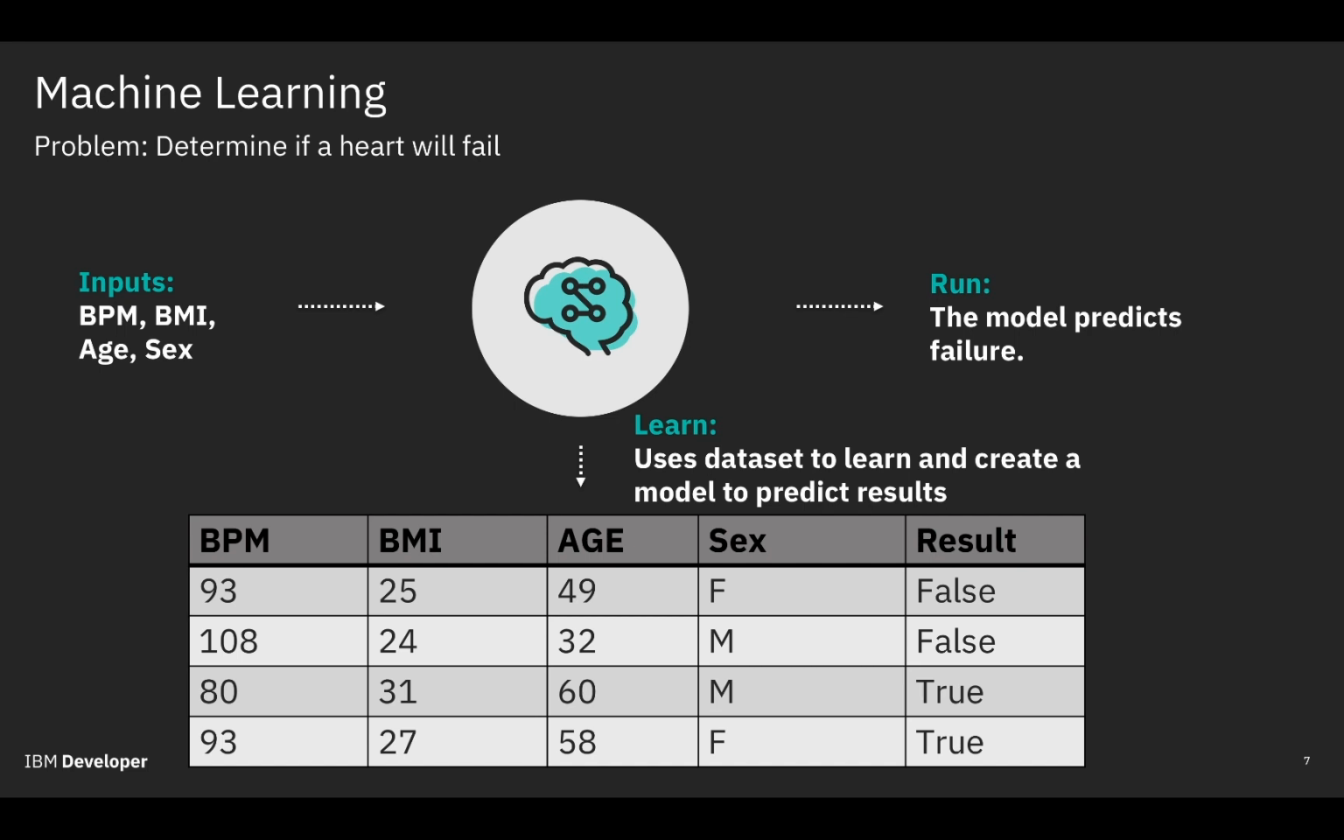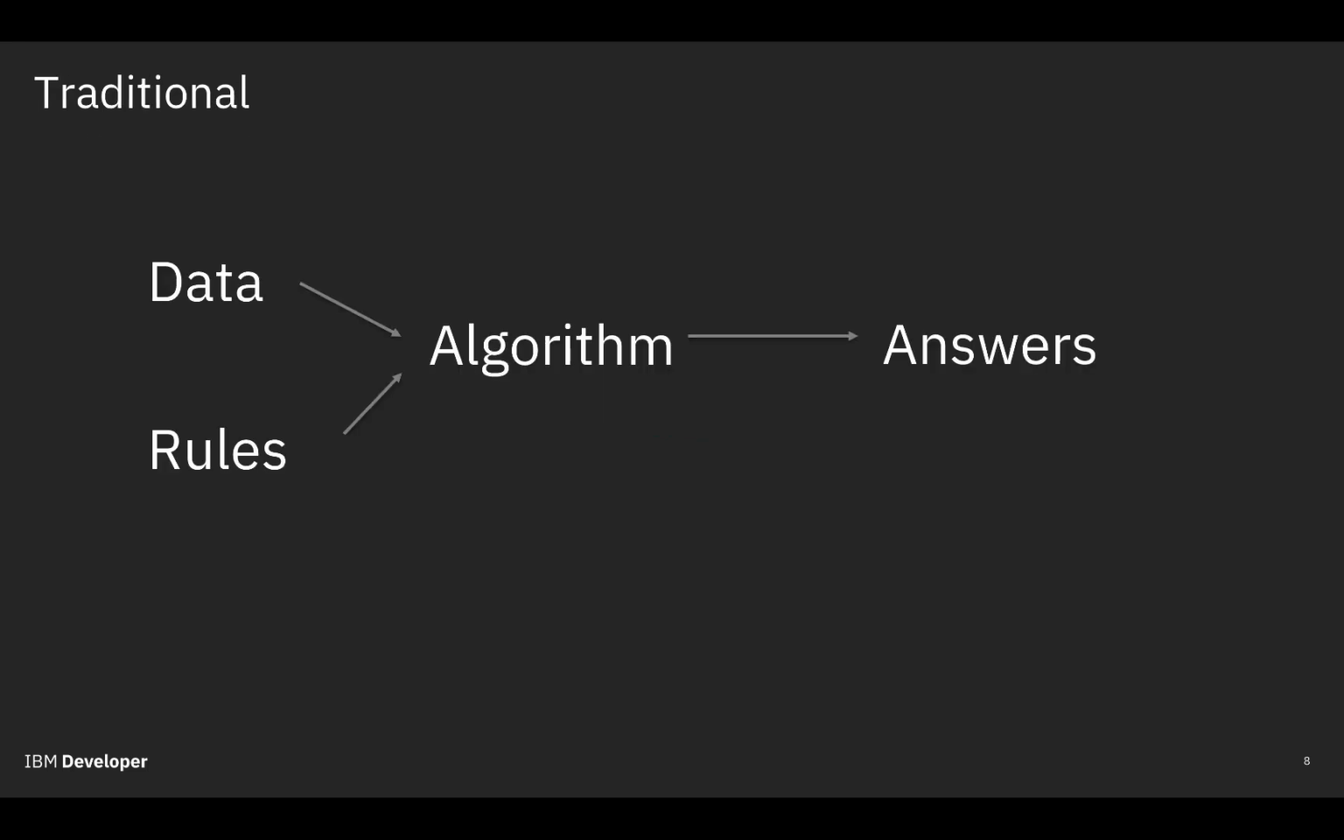The answer is yes. Let's say we are given data such as beats per minute, BMI, age, sex, and result, whether the heart has failed or not. With machine learning, given this data set, we are able to learn and create a model that given inputs will predict results. So what exactly is the difference between this and using statistical analysis to create an algorithm? Well, an algorithm is a mathematical technique.